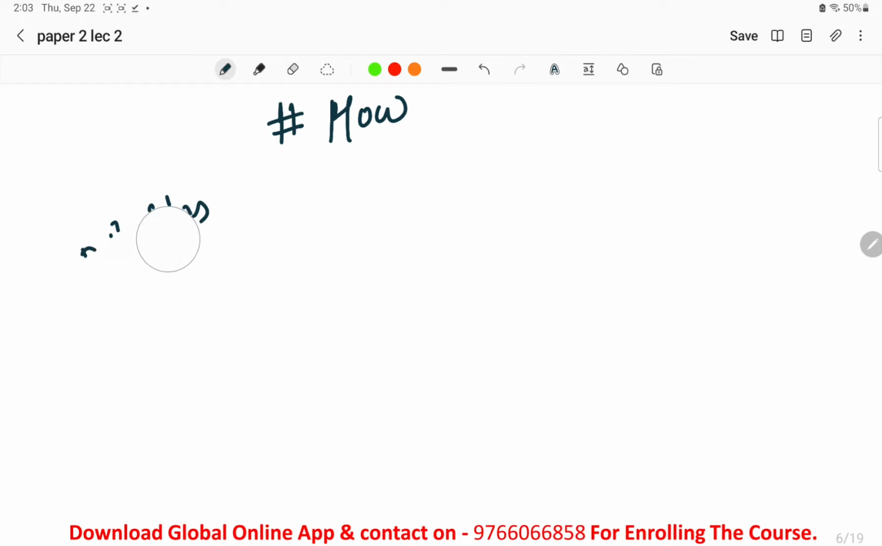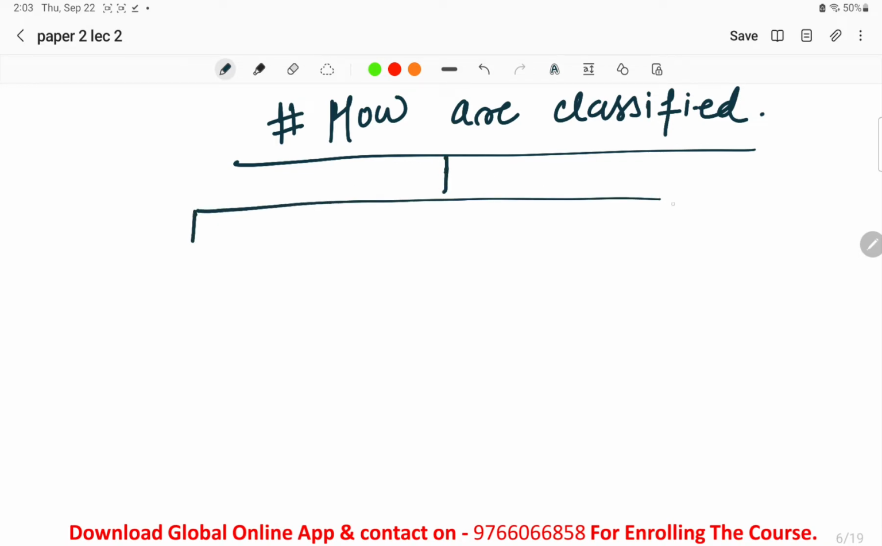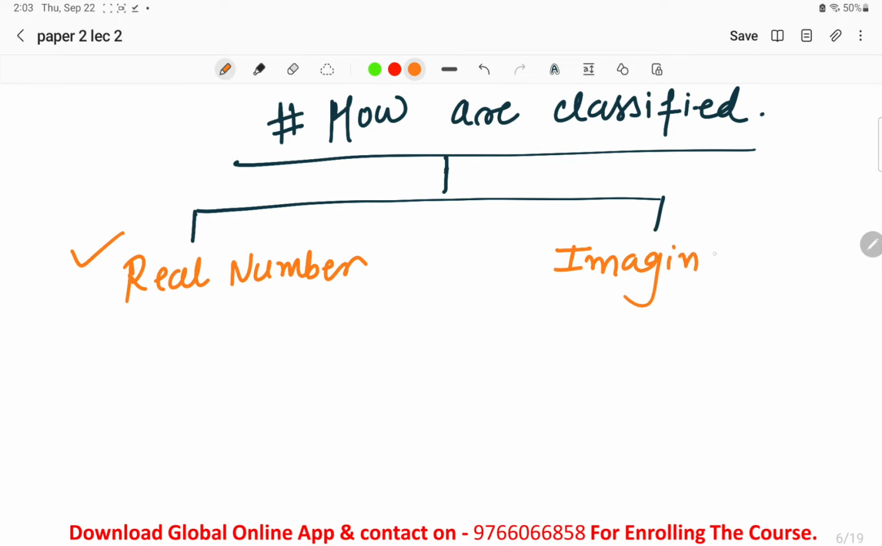Okay, now the very first thing is, how are the numbers classified. For that we will study the classification. Here the very first thing that we must be able to know is the classification of numbers. Basically the numbers are classified into two different categories. The very first category is the real number that we are going to study in today's lecture, and the second one is imaginary number. Now what is real number and what is imaginary number, this is the topic of discussion.